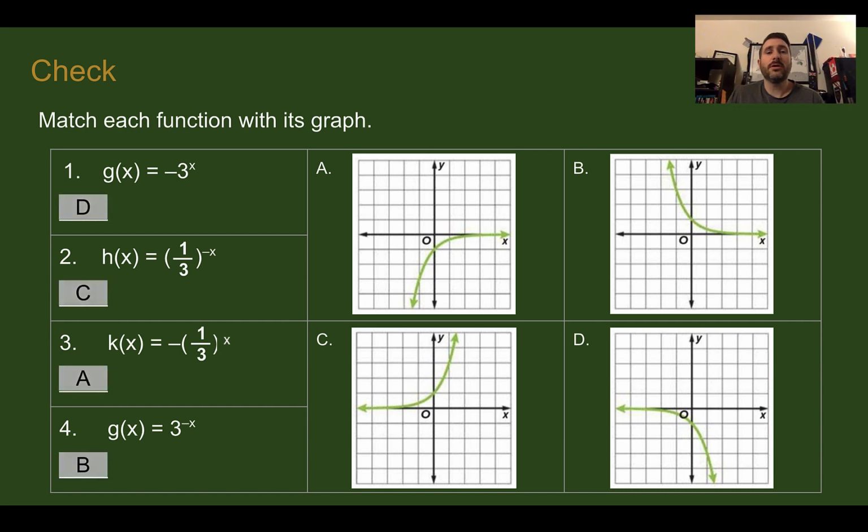Check your answer. First of all, graph 1 matches with D, 2 with C, 3 with A, and 4 with B. Realistically, you could just type all of these into Desmos and see what graph matches what, but let's look at how we can figure this out without that.